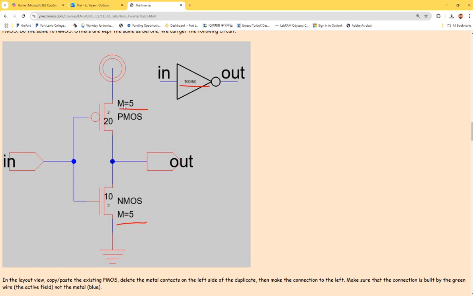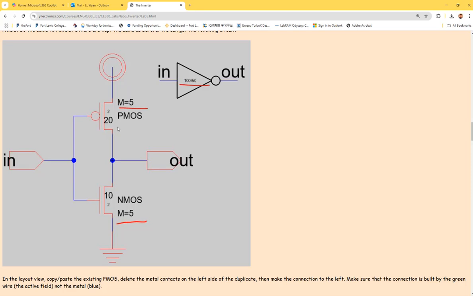So M is 5, and here 5 means 5 times the width. Keep in mind, we are just making it wider but not longer. Making it longer doesn't make sense. Making it wider, we keep the minimum length for all the transistors and we modify the width. So 5 times the width will make it 5 times stronger according to the square law equation. Remember, the square law equation has a width over length, right? So you have 5 times the width, you are getting 5 times the current going through the channel.